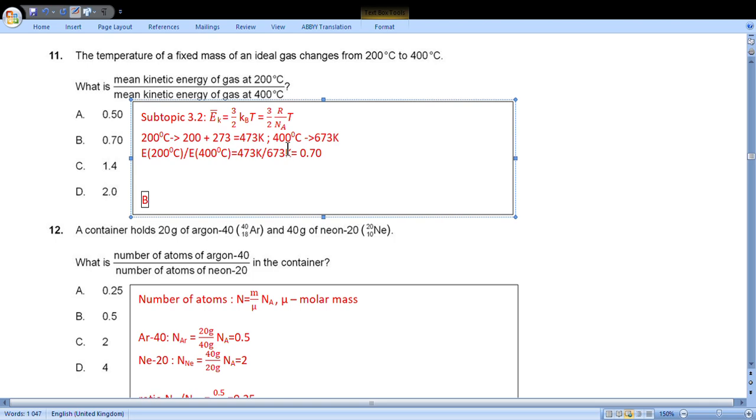And 400 degrees into Kelvin. So ratio of energies equals ratio of temperatures in Kelvin. So we get 0.70, which is B.